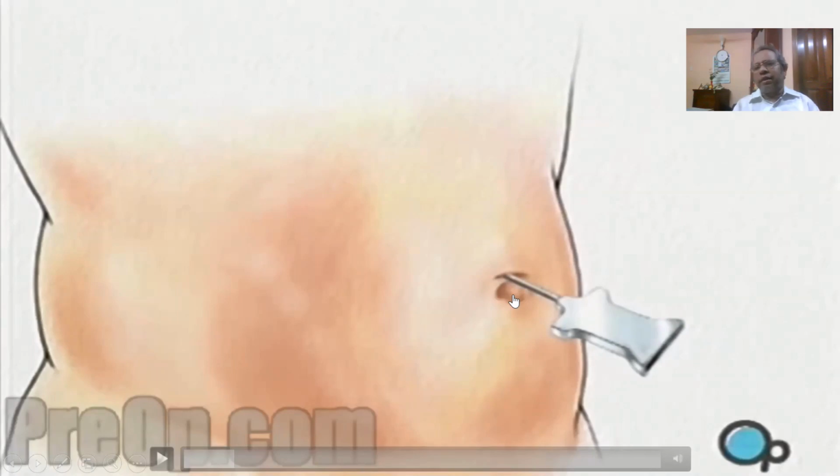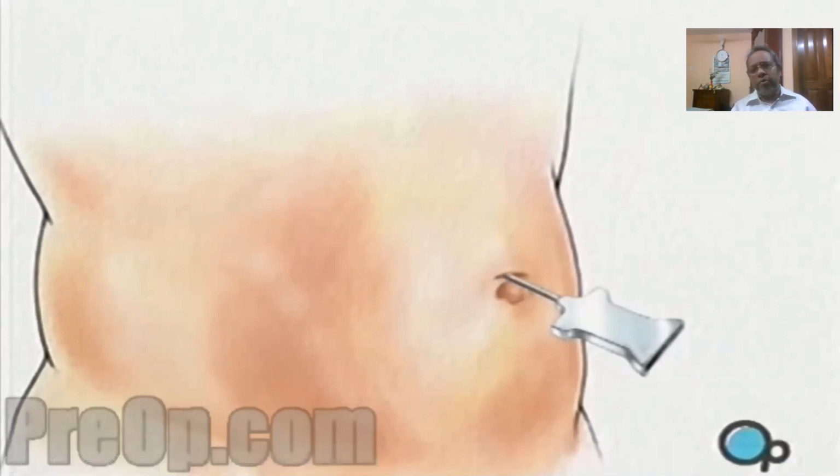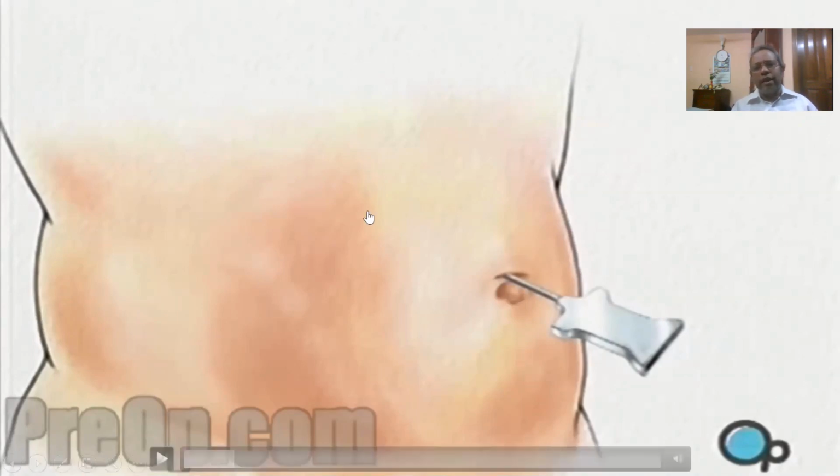So the transumbilical port was chosen in the earlier period. But nowadays, some surgeons choose the supraumbilical port, some choose the infraumbilical port. It depends upon the surgeon. But for your examination, your answer is the transumbilical port. First, there are two types of port: one is the open port, another is the blind port.